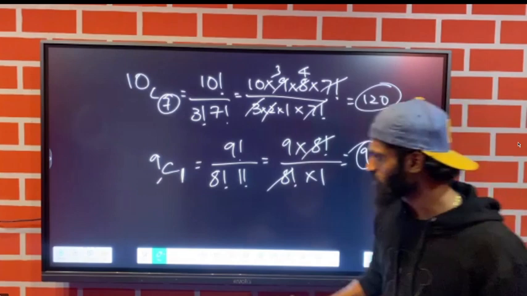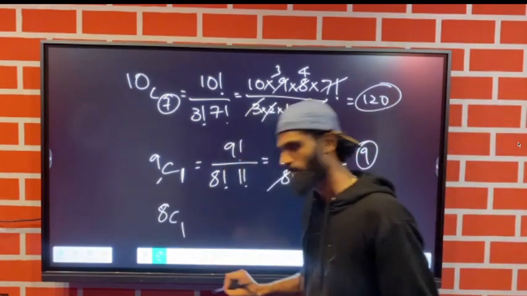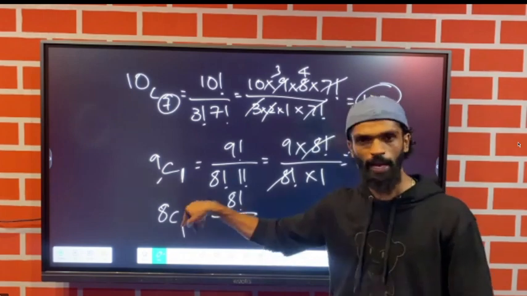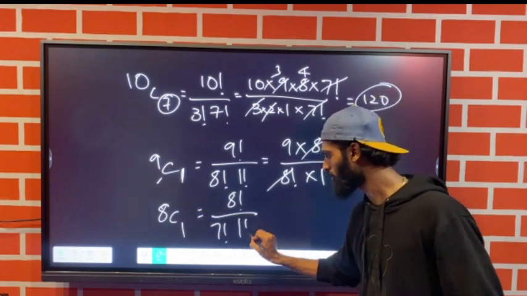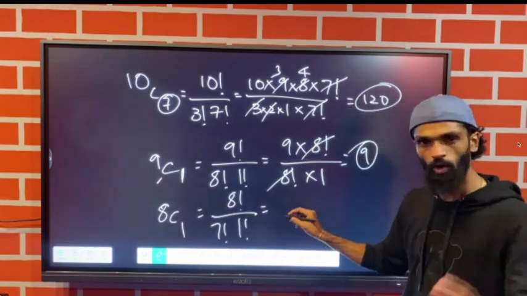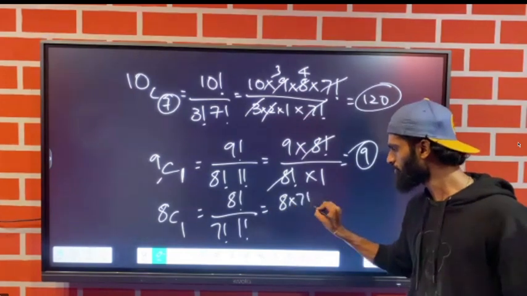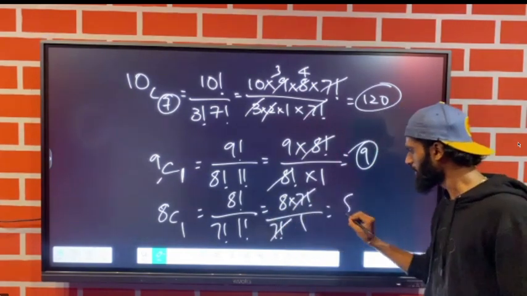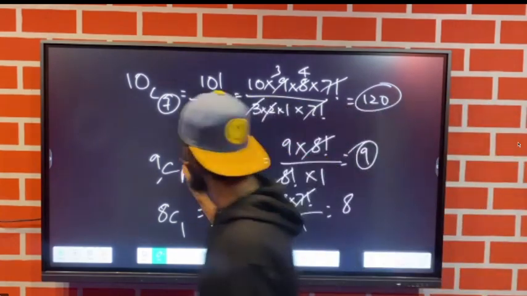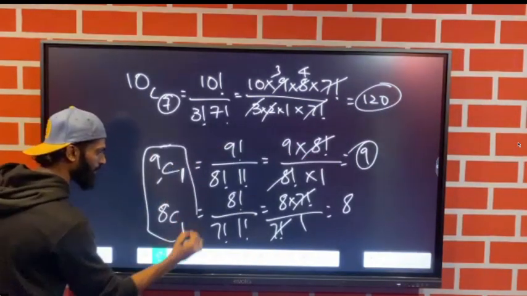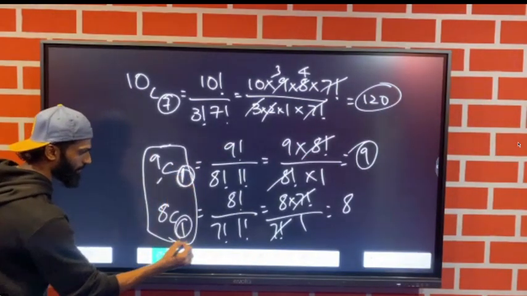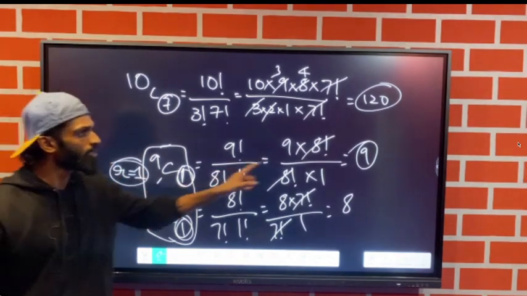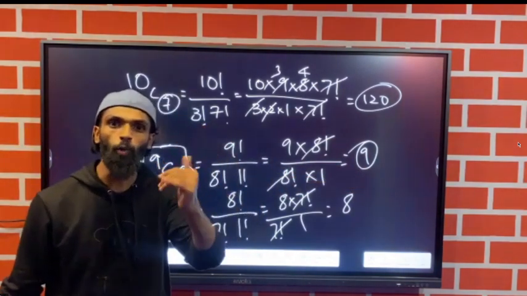I want to prove one thing to you with this. Let's try 8C1. Here, the answer will be 8 factorial divided by (8 minus 1) is 7 factorial into 1 factorial. If you expand this, not completely, 8 into 7 factorial divided by 7 factorial into 1. The 7 factorial gets cancelled, giving 8. Observe one concept here. Whenever the value of r is equal to 1, the answer is always equal to n.